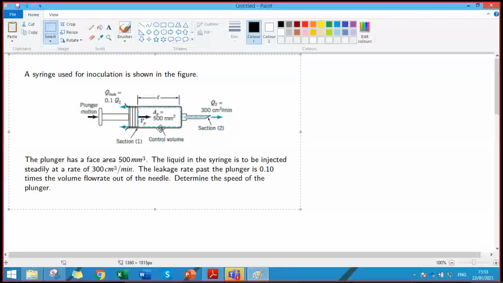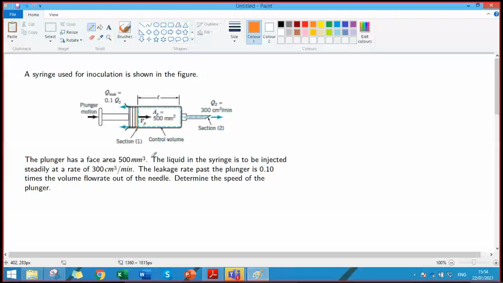So in this problem, basically we have a syringe that is used for inoculation, that is just to prick someone or for inserting fluids into the body. You all have seen injections or syringes. The plunger of the syringe has a face area of 500 millimeters squared, that is this plunger here. This has an area of 500 millimeters squared, this plunger. The liquid in the syringe is to be injected steadily at a rate of 300 centimeters cubed per minute.